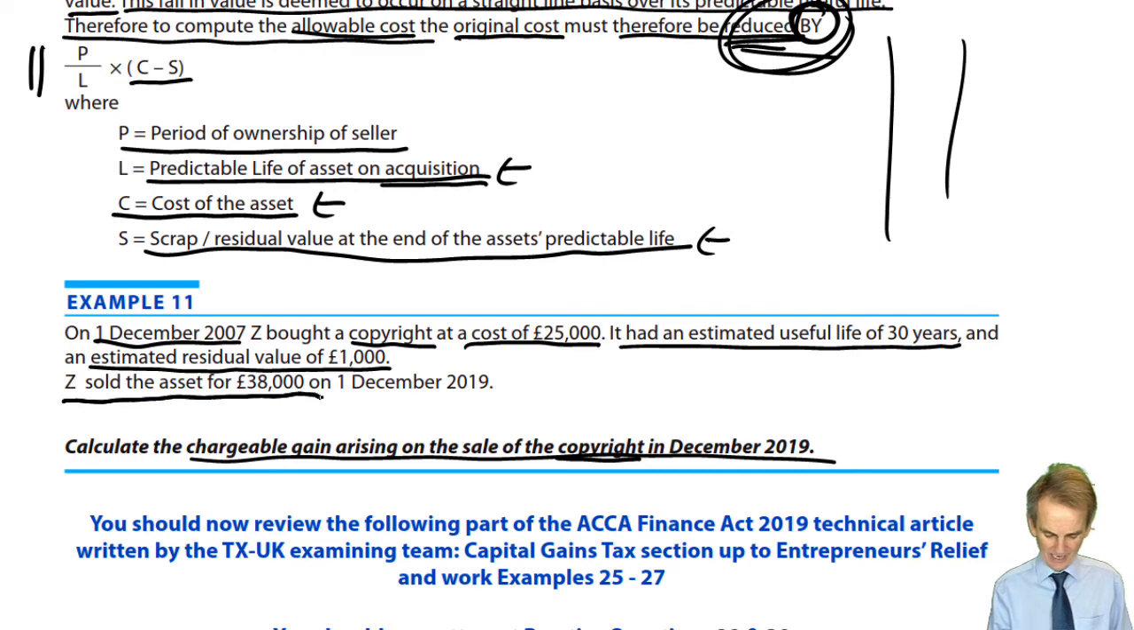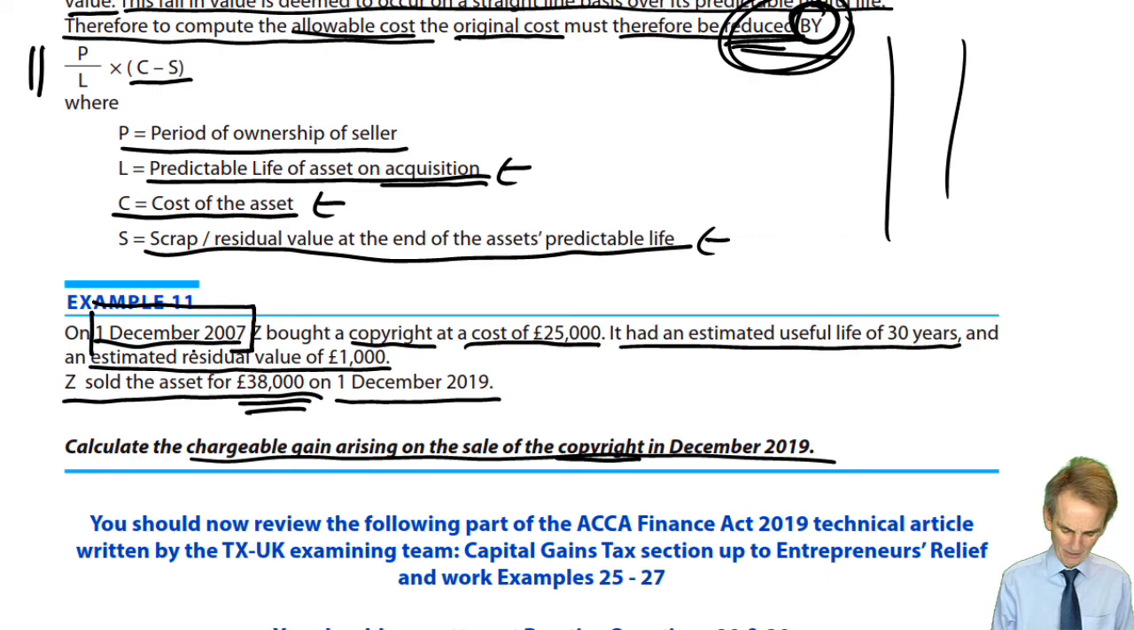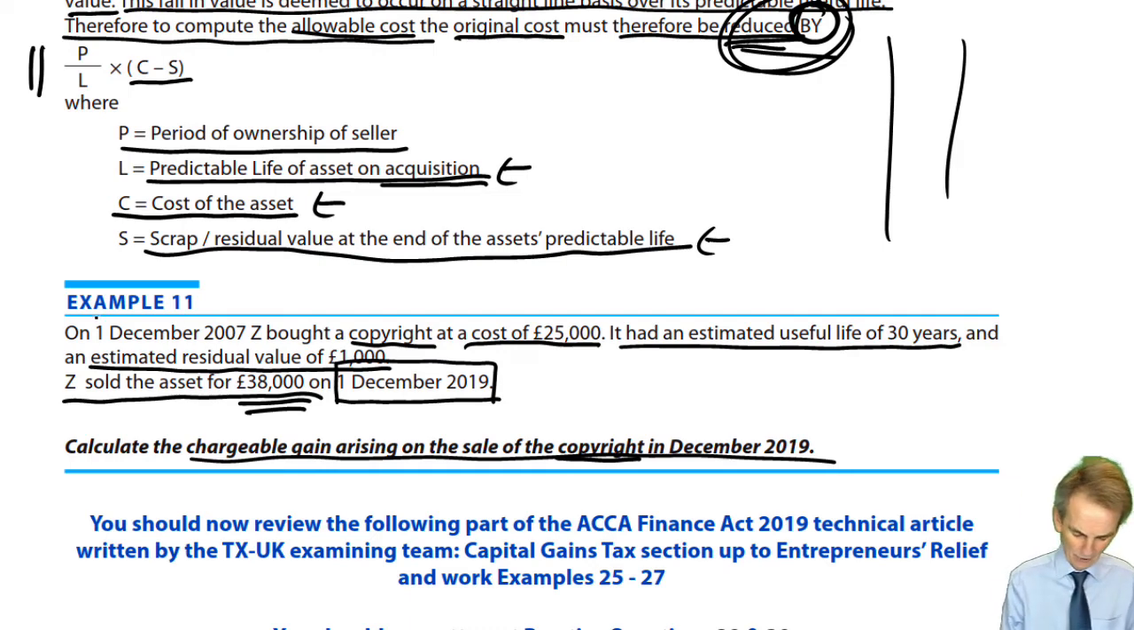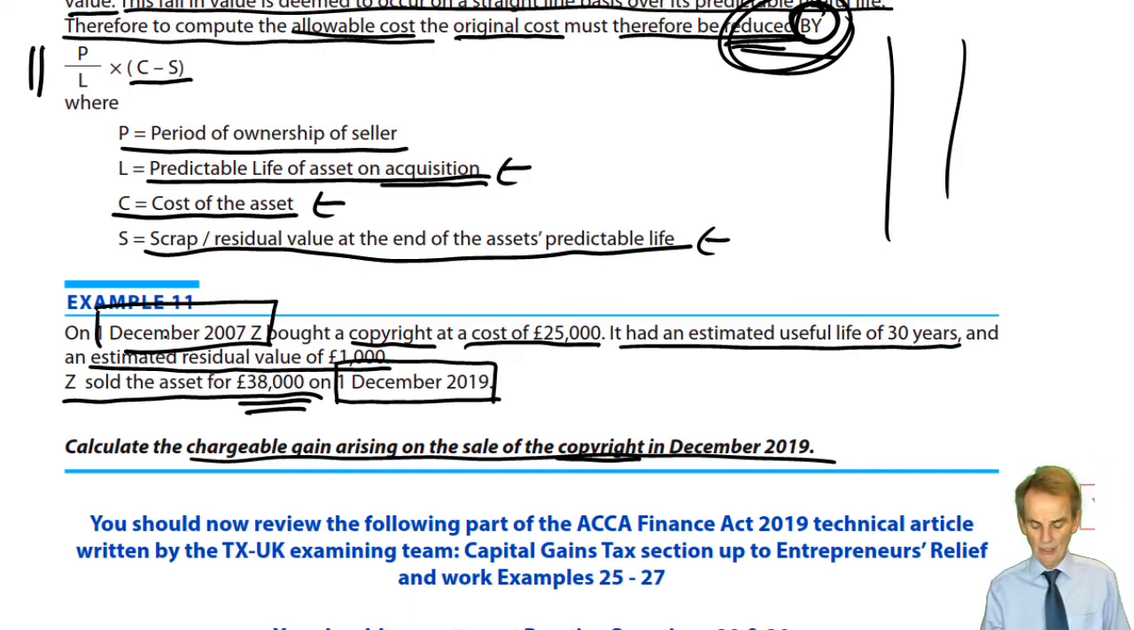Z sold the asset for £38,000. So there we go. We've now got our sale proceeds, £38,000, on the 1st of December 2019. A bit of time apportionment is going to have to be done. 1st of December 2007, 1st of December 2019. Therefore, if we bought it on the 1st of December 2007 and sold it in 2019, 12 years have expired. That's the period of ownership of the seller, and we've now got all of the numbers for the designatory letters that need to go into our calculation of the reduction in that original cost to give us now the allowable cost to work out any gain or loss.